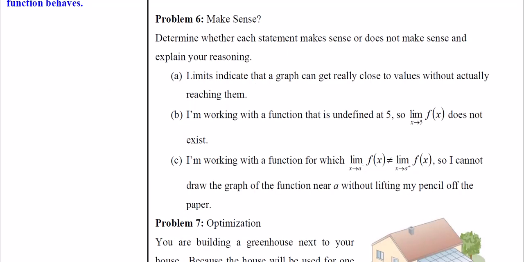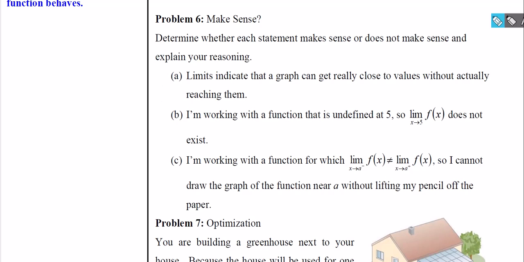Problem 6. Let's chat about these things. Limits indicate that a graph can get really close to values without actually reaching them. Yes, that makes sense. We've seen that, right? We saw that with the tables. We saw that with the graph. Whether the hole is empty or has been moved, if that point has been moved somewhere else, that doesn't matter. The fact that we're traveling on the road and we're getting really, really close to a certain location that should be there, that's what the limit is about. So this one, part A, that does make sense.